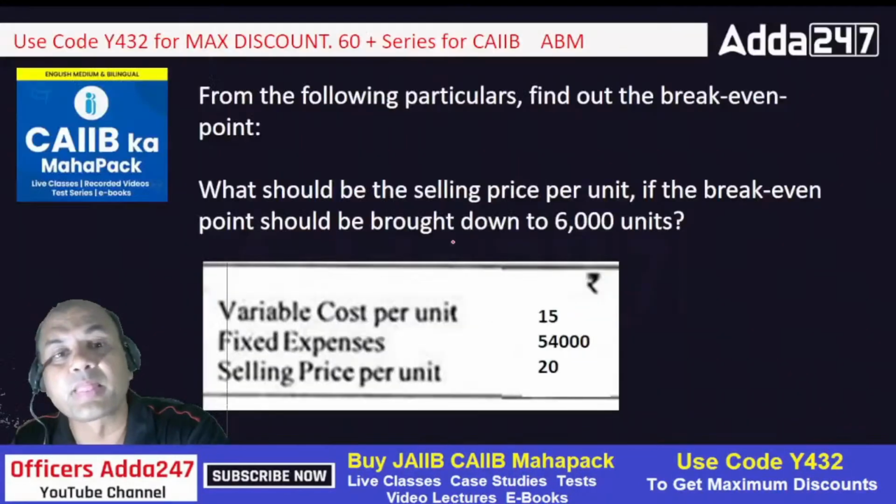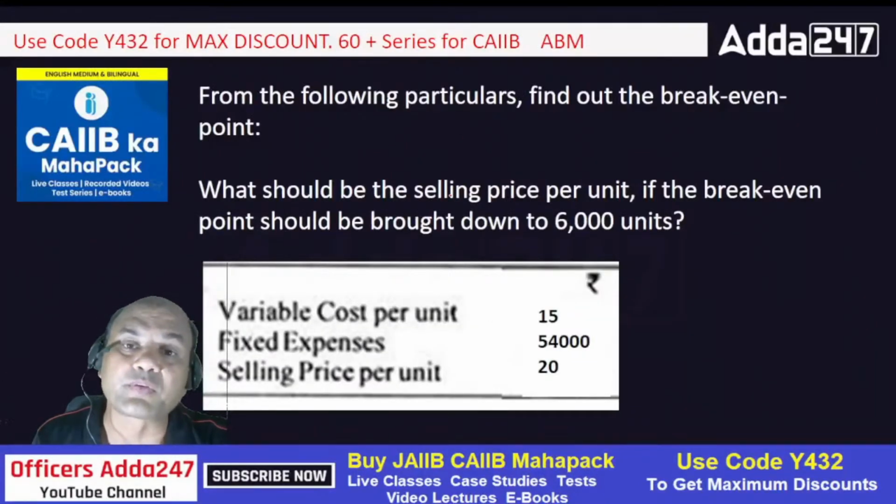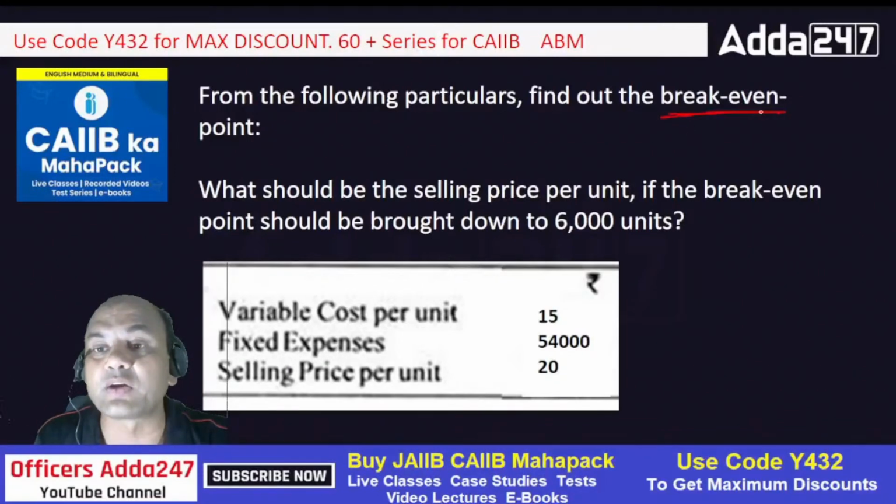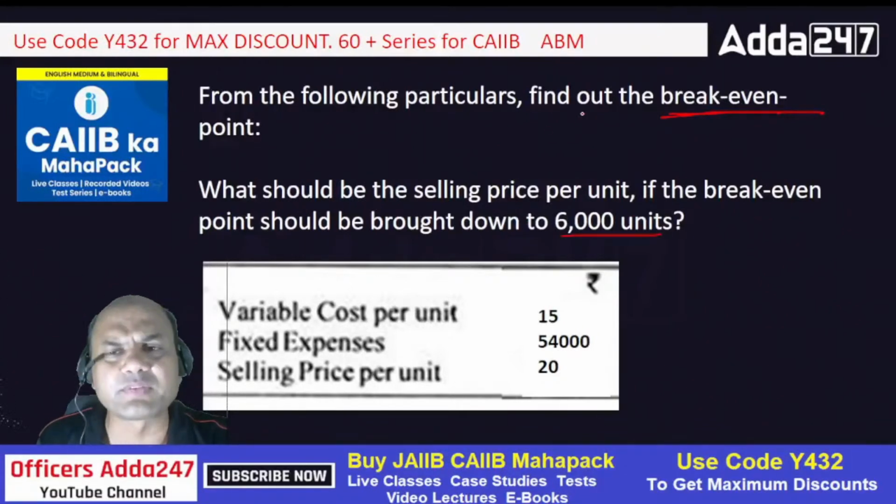Now there is one more problem. From the following particulars, find out the break-even point. What should be the selling price per unit if the break-even point should be 6,000 units? Okay, let's solve one by one. First is the break-even point. So what is given?